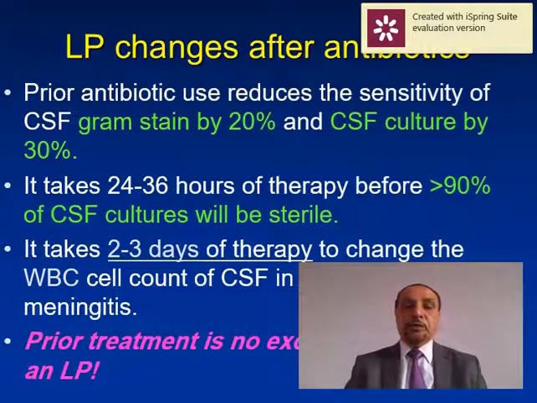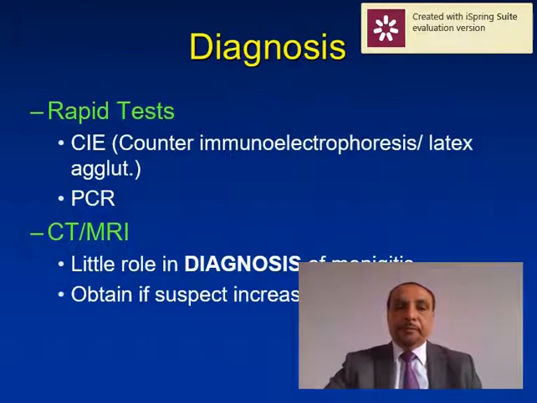And it takes 2 to 3 days of therapy to change the white blood cell count in the CSF in a true bacterial meningitis. So prior treatment is no excuse for not doing a lumbar puncture. Diagnosis: there are some rapid tests like counter immunoelectrophoresis and latex agglutination. PCR is very important, and we use it especially for viral meningitis.